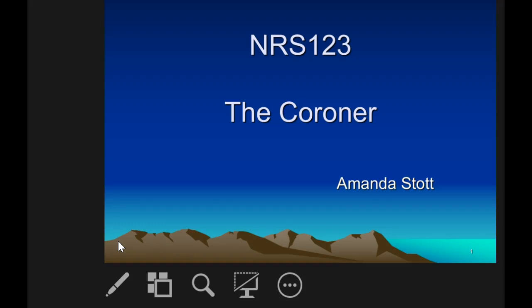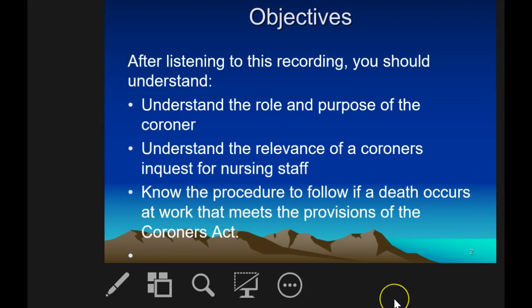So in terms of your objectives for this week, after listening to this recording or engaging in the tutorial and module exercises, you should definitely have an understanding of the role and purpose of the coroner. Understand the relevance of coroner's inquest or coroner's investigation for nursing staff, and know the procedure to follow if a death occurs at work that meets the provisions of the Coroner's Act.